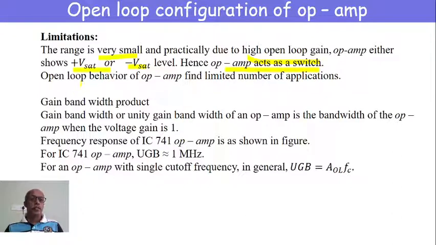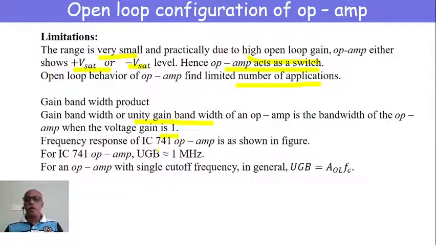And this open loop behavior of the operational amplifier will have a limited number of applications. The gain bandwidth product, otherwise known as the unity gain bandwidth of such an operational amplifier, is equal to 1.